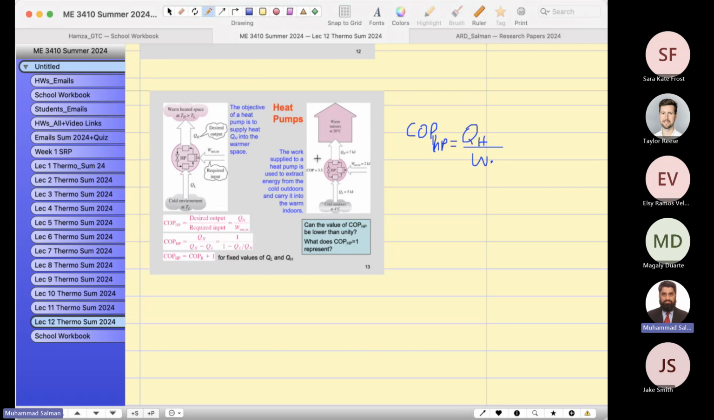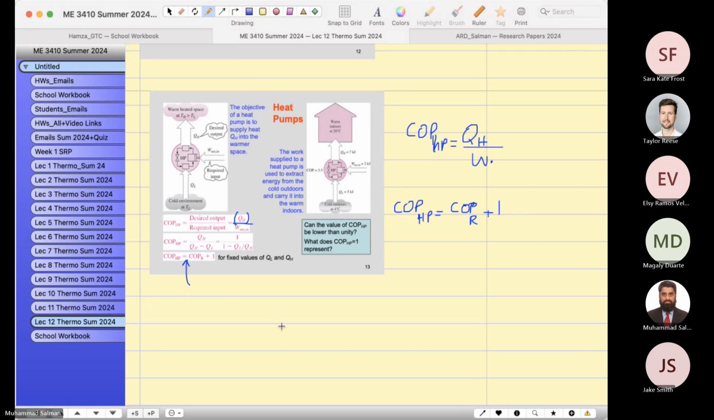And for the heat pump, the desired output is the heat supplied at a high temperature, divided by the work input. And the heat pump coefficient of performance is always one plus the coefficient of performance of the refrigerator.